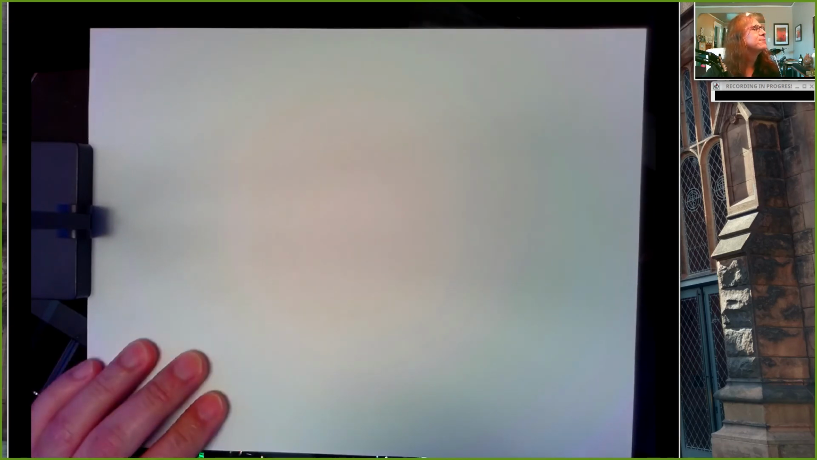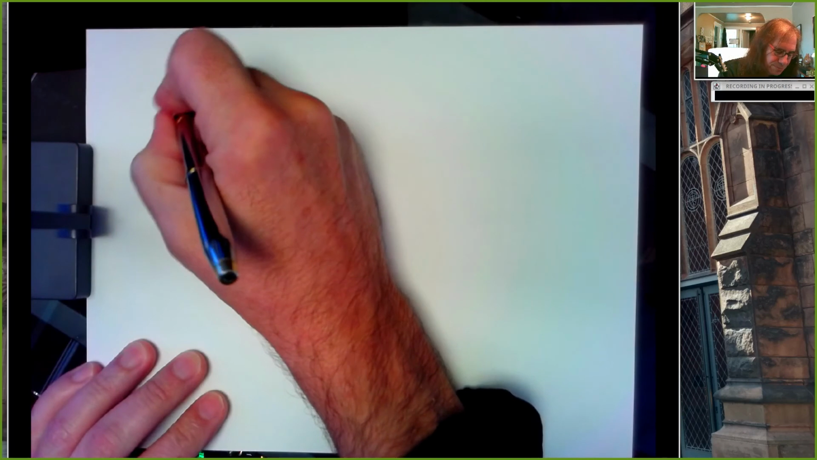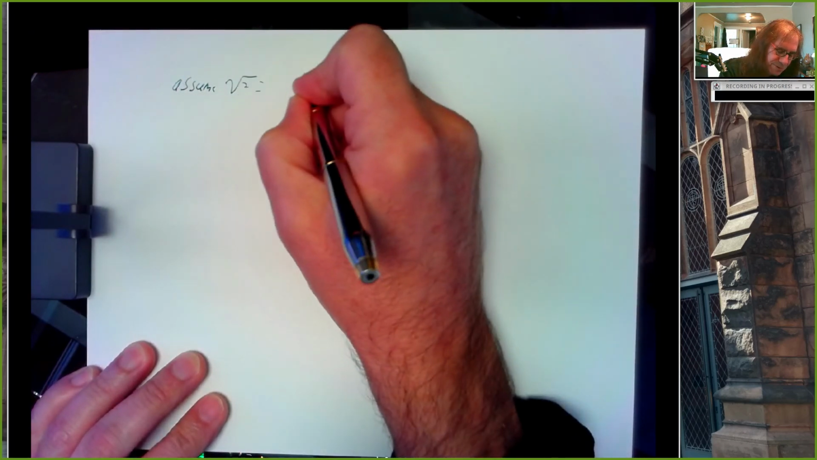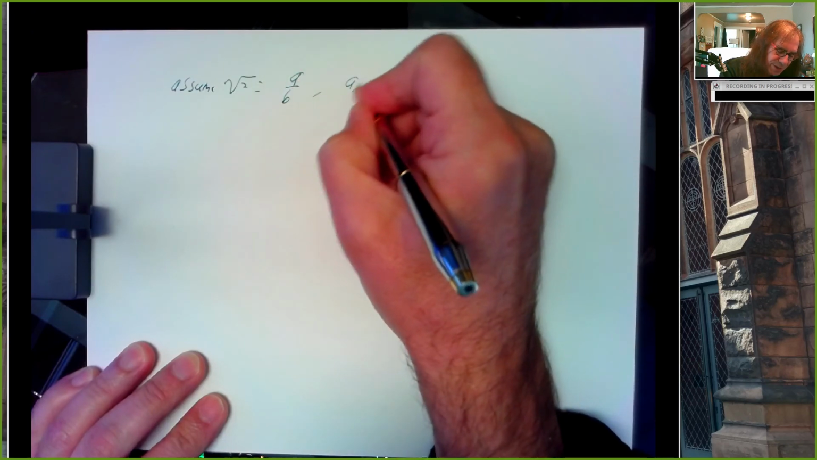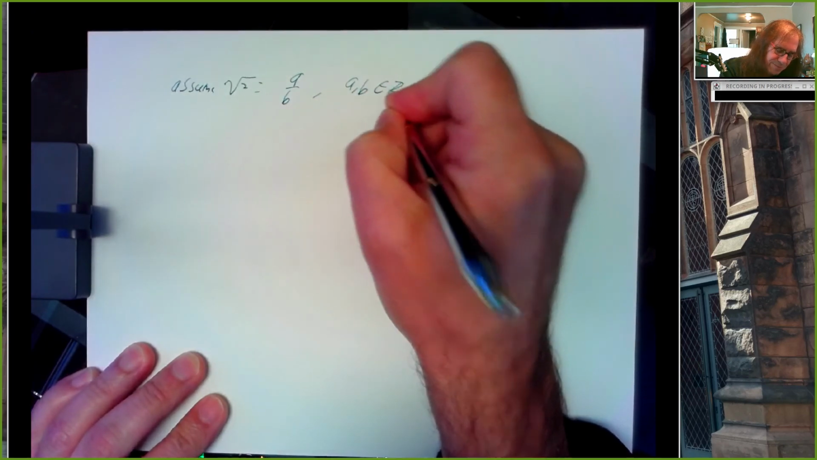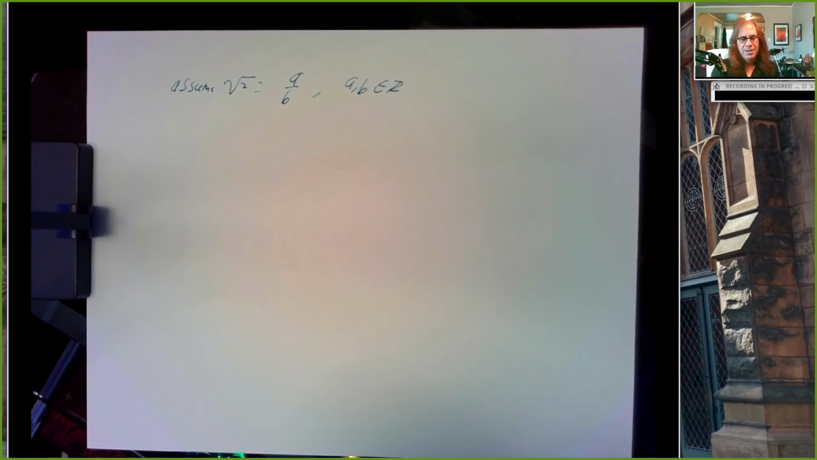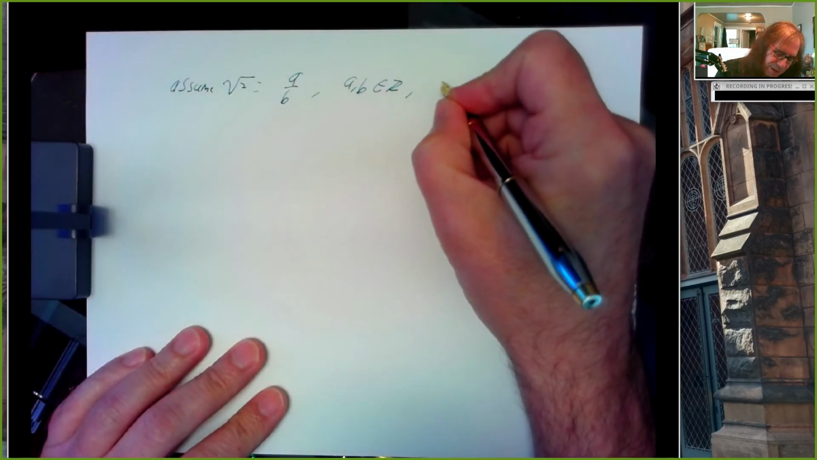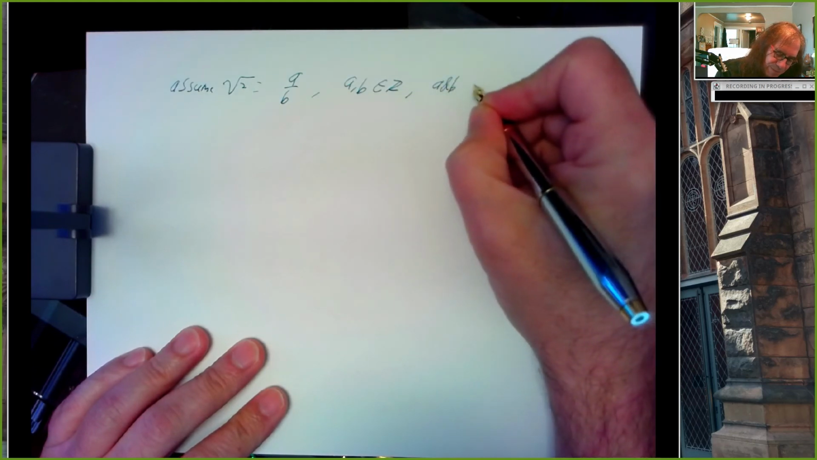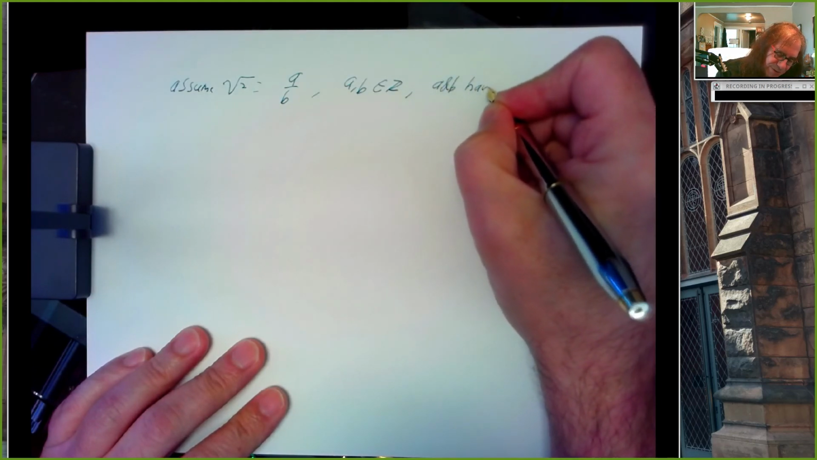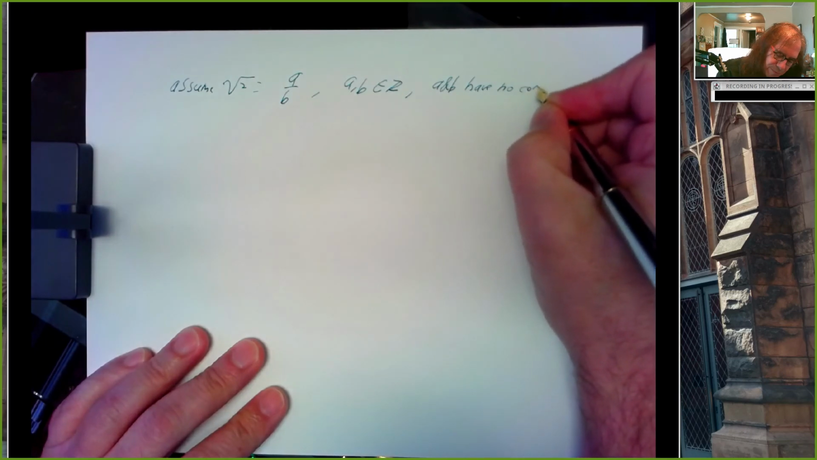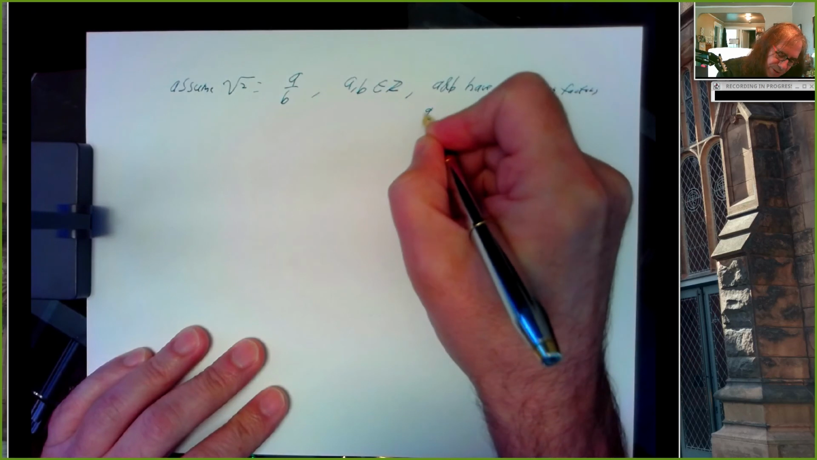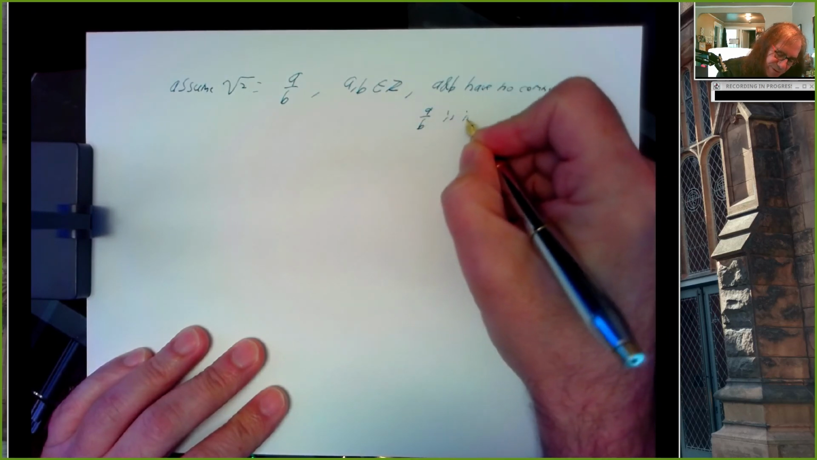But let's do the following. Let's assume square root of 2 equals a over b, where a and b are integers. And I'm going to make one more assumption. A and b have no common factors. In other words, a over b is in simplest form.